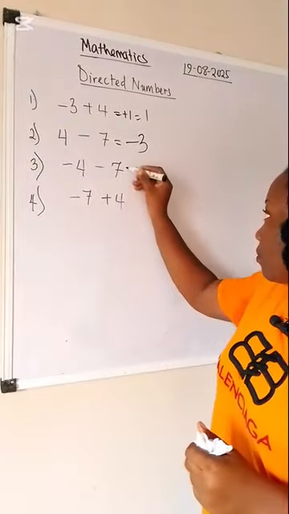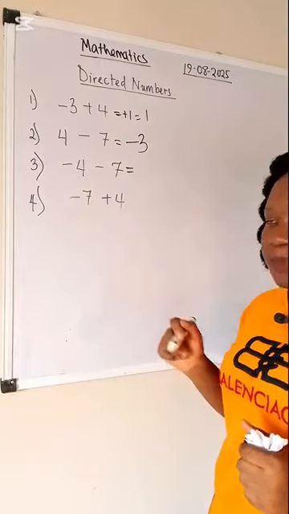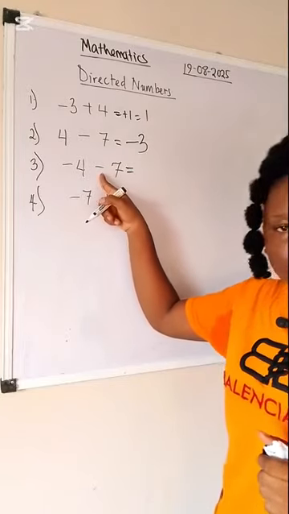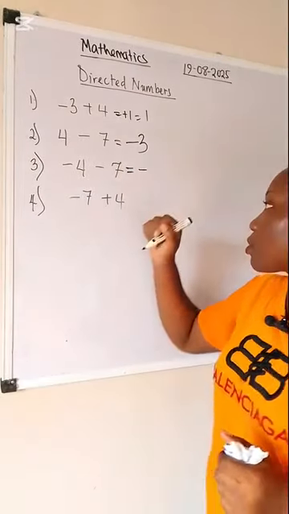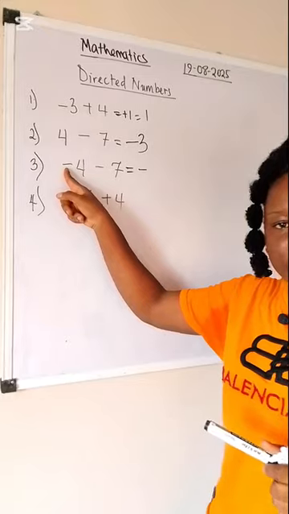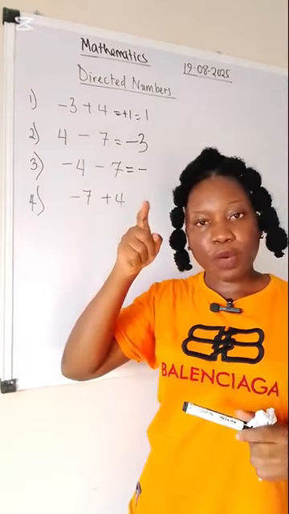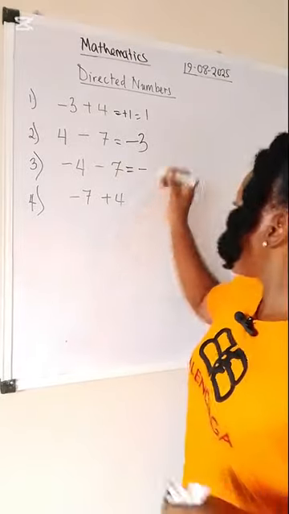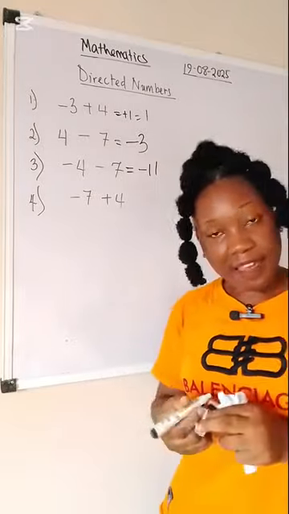Here again, we'll go, what number is bigger? We have 4 and 7. 7 obviously is bigger. What sign is attached to 7? Minus sign. So our answer will be minus. Okay, then you consider the two signs. Are they the same or different? They are the same. And if they are the same, you add. So we're going to add. 7 plus 4 is going to give us 11. So our answer is minus 11.